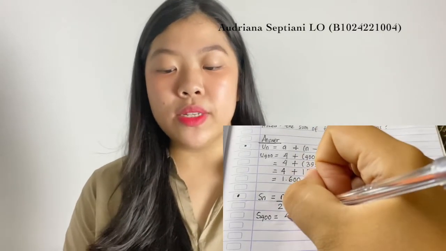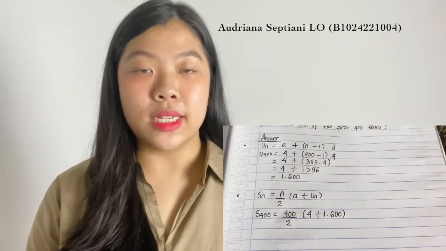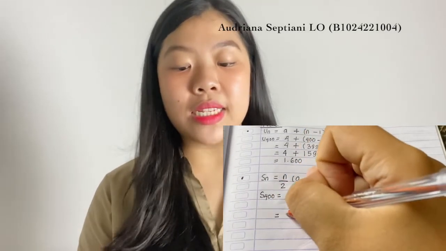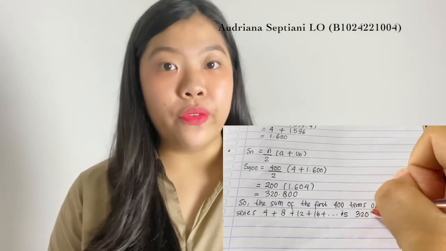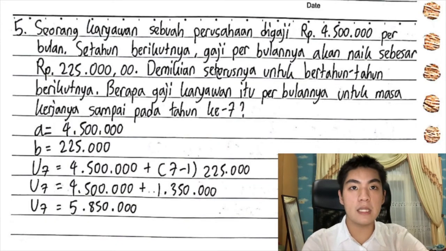The formula is Sn equals n divided by 2, open bracket a plus Un close bracket. So the sum of the first 400 terms is 400 divided by 2, open bracket 4 plus 1600 close bracket. The next is 200 times 1604. So the sum of the first 400 terms is 320,800.